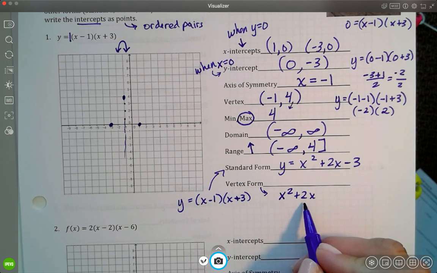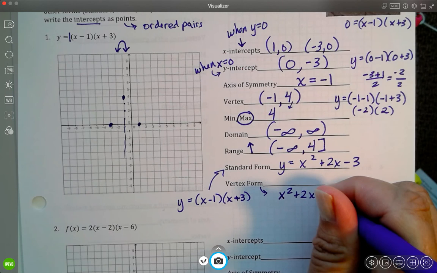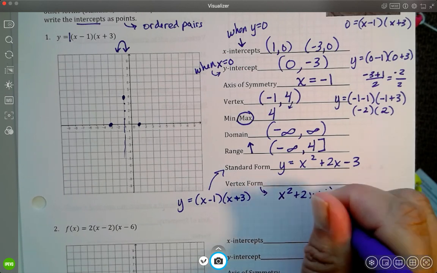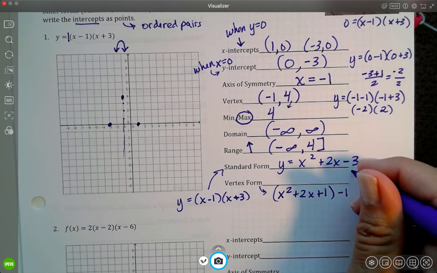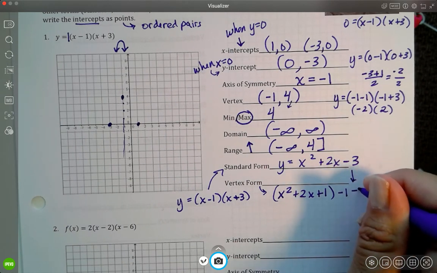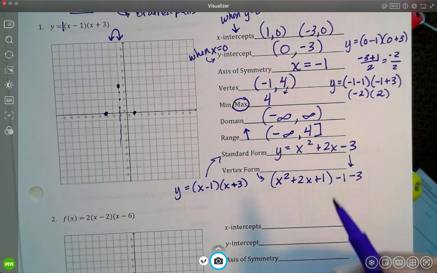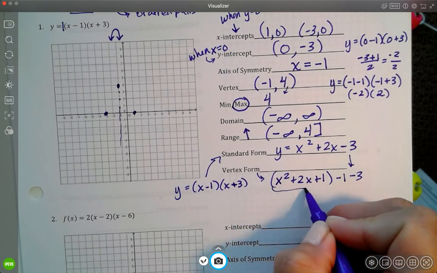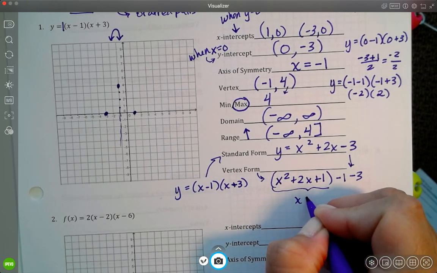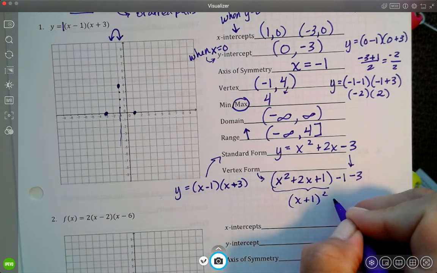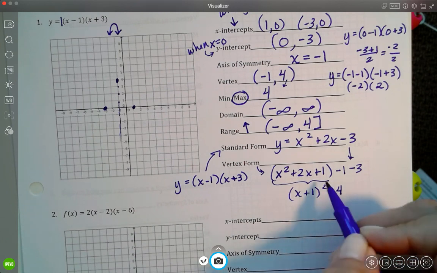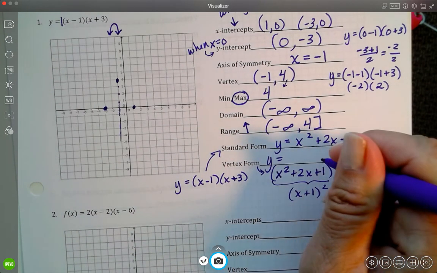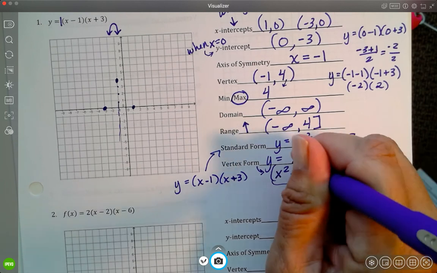So half of 2 is 1, and I'm going to square it. So I'm going to add 1. And then that 1 that I added, I need to take it away. And I need to bring down this -3, right? Okay, so what I did now is I just created a perfect square trinomial. This is x plus 1 quantity squared, and then minus 4. So this is my vertex form, y equals x plus 1 quantity squared minus 4.